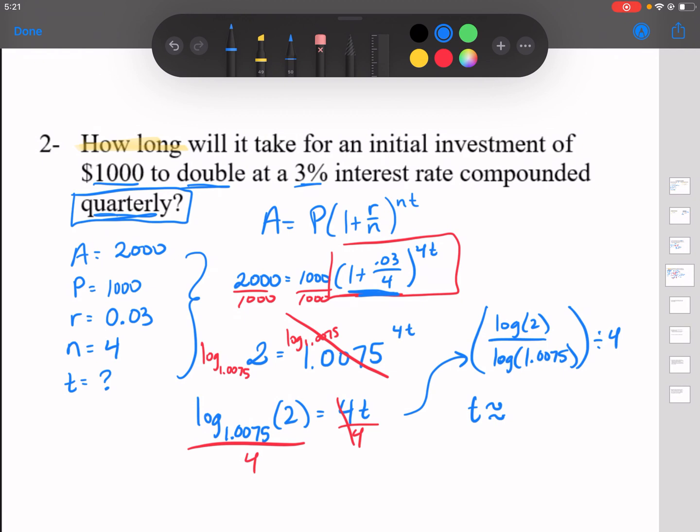So let's go ahead and do that. Some of your calculators, by the way, do have the capability of doing a base, just most don't, which is why we have to do our change of base formula. So give me a second, because my calculator doesn't have that ability, so I am going to type this all in. It'll take just a second. Divide by 4. So we get approximately 23.19 years. And that would be your answer.